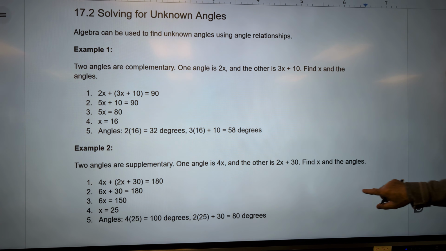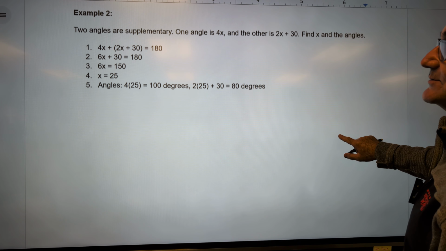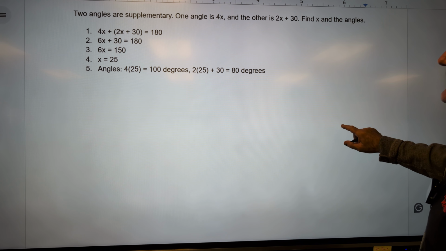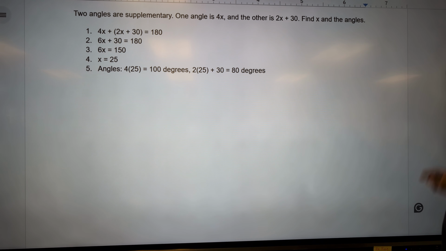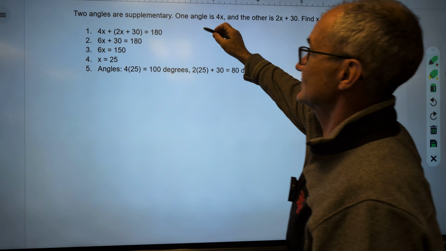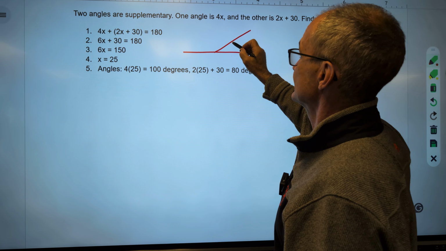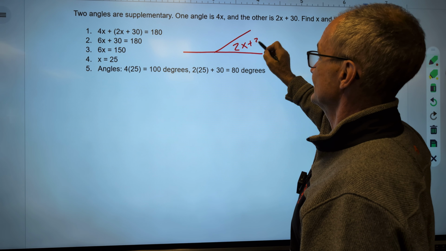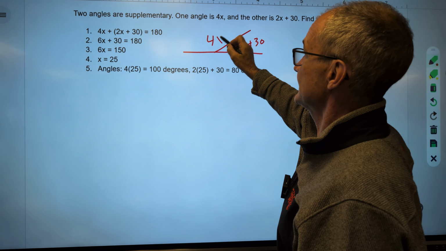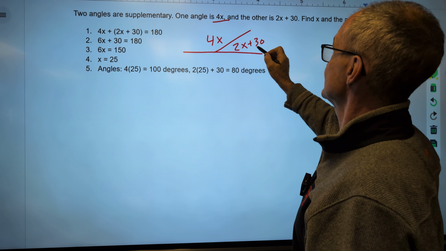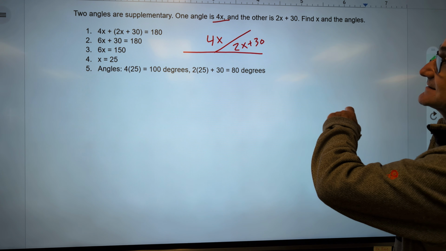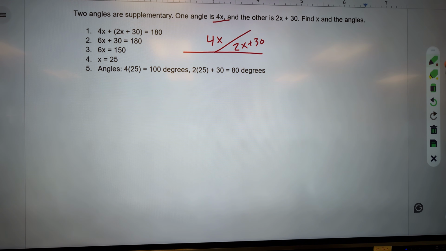Okay, there's another one, finding angles. 2 angles are supplementary. Again, supplementary means they add up to 180. One angle is 4x, and the other is 2x plus 30. So one angle is 4x, the other is 2x plus 30. Find x and the angles.